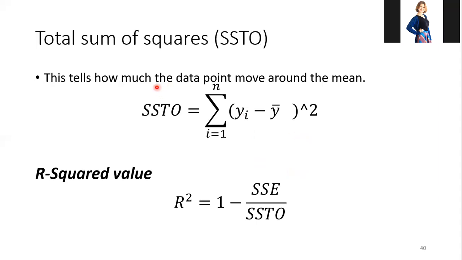And also SSTO, total sum of squares, tells how much the data points move around the mean. So how far away the real value of your target is from the mean value. So this is the variation of the data itself without a model. So you see that in this case, you don't have model impact on SSTO. And the R-square value calculates a combination of the sum of square error and SSTO. And you need to use this formula in your practical task.